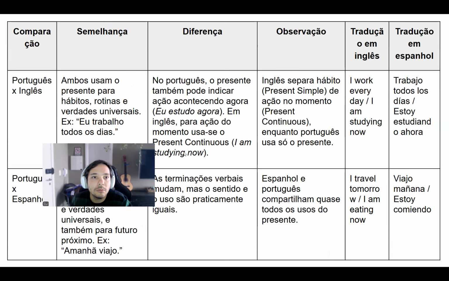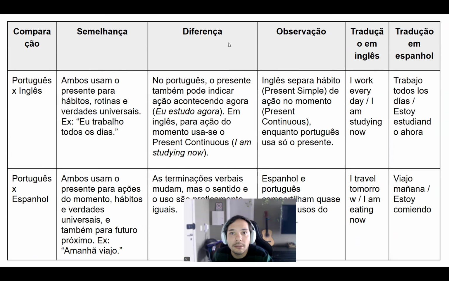Okay, so here we have the similarities and the differences between Portuguese and English, Portuguese and Spanish. Similarities between Portuguese and English. Ambos usam o presente para hábitos, rotinas e verdades universais. Exemplo, eu trabalho todos os dias. What does it mean? Both use the present for habits, routines, and universal truths. I work every day. Difference.